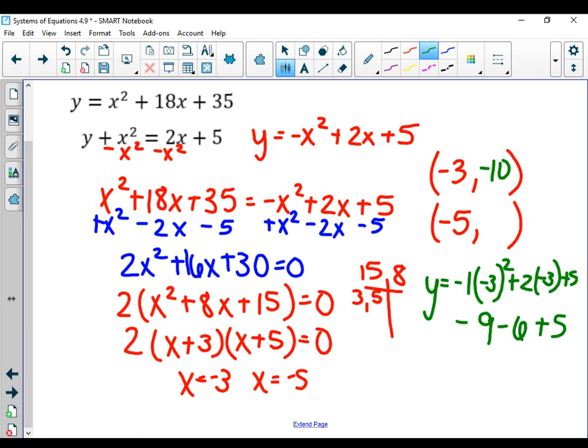Again, get comfortable with doing things without a calculator. Your state test doesn't have it all the way through. The ACT does, but your state test does not.